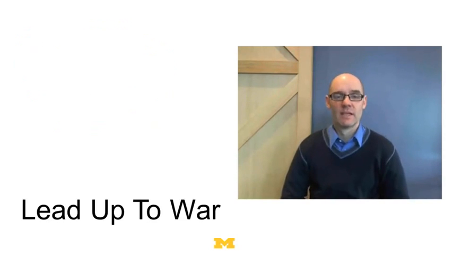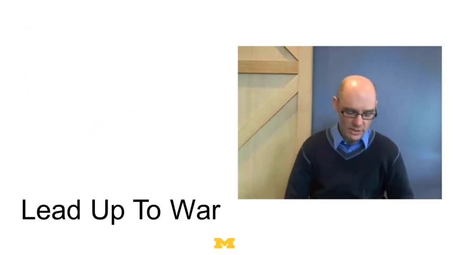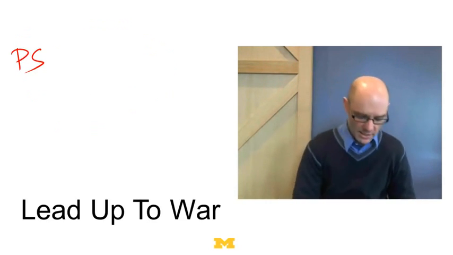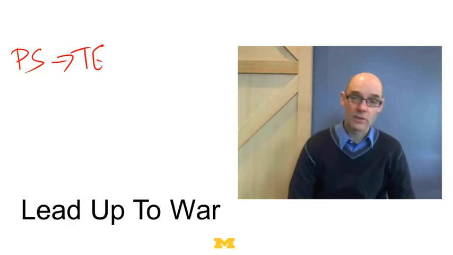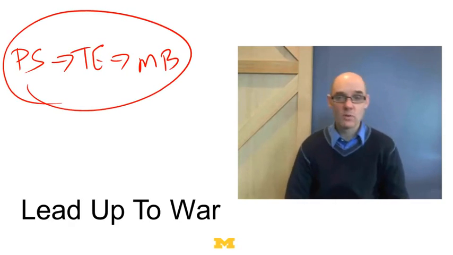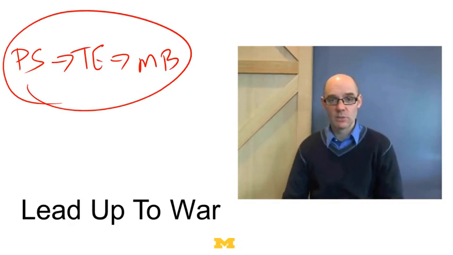Another example, lead up to war. Suppose you got 2 countries and there's a little bit of tension. So what you get is the following. You get, let's say, first you get some political statements on each side. Then that leads to trade embargoes. Then that leads to military buildup. So now you've got this sequence of 3 things. You've got these transitions between these 3 things.